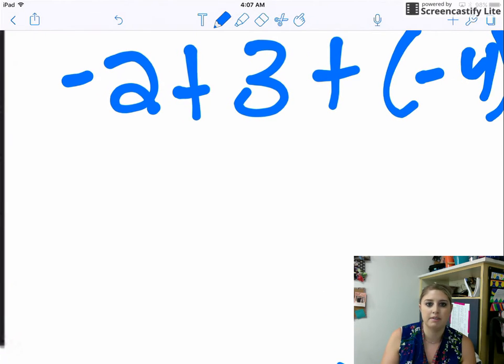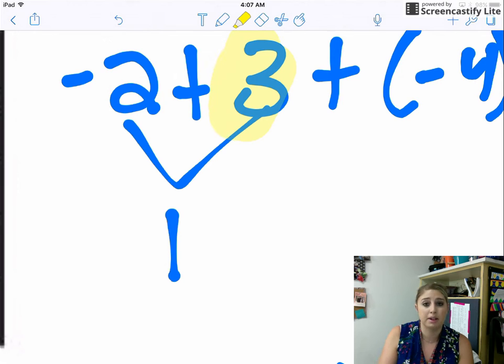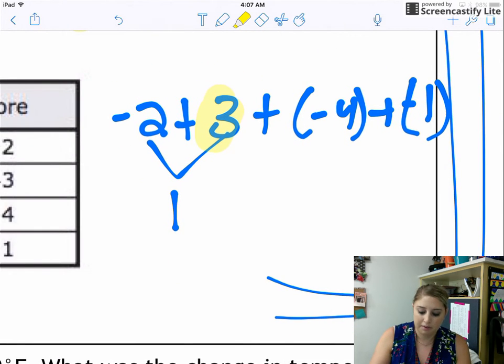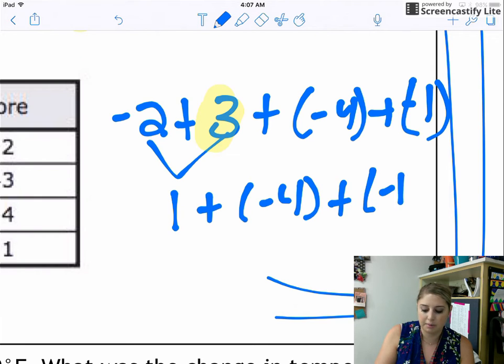So if I take -2 plus 3, this is different signs. So I subtract them. I take 3 minus 2 and I get 1. And it is going to be positive because that 3 is bigger. All right, then I just copy down plus -4 plus -1. So I'm literally just copying.